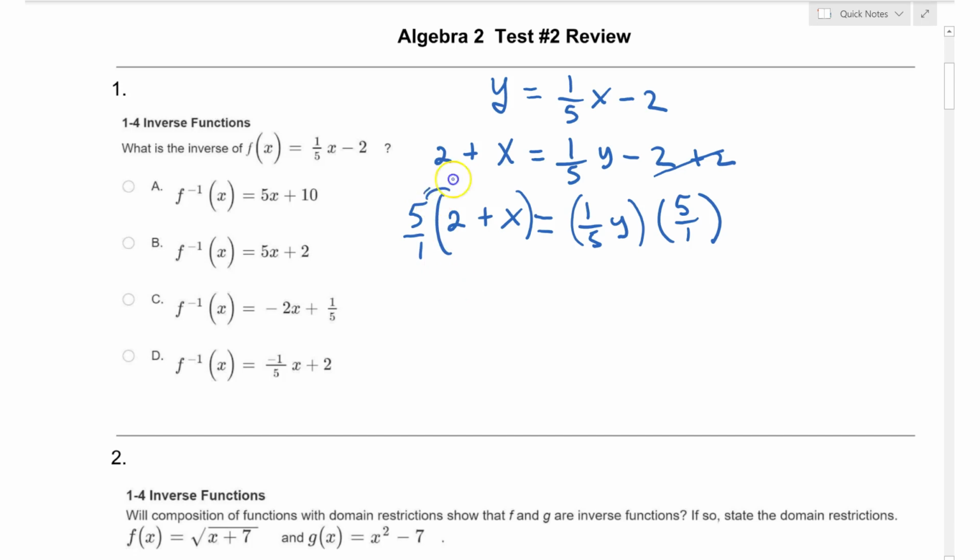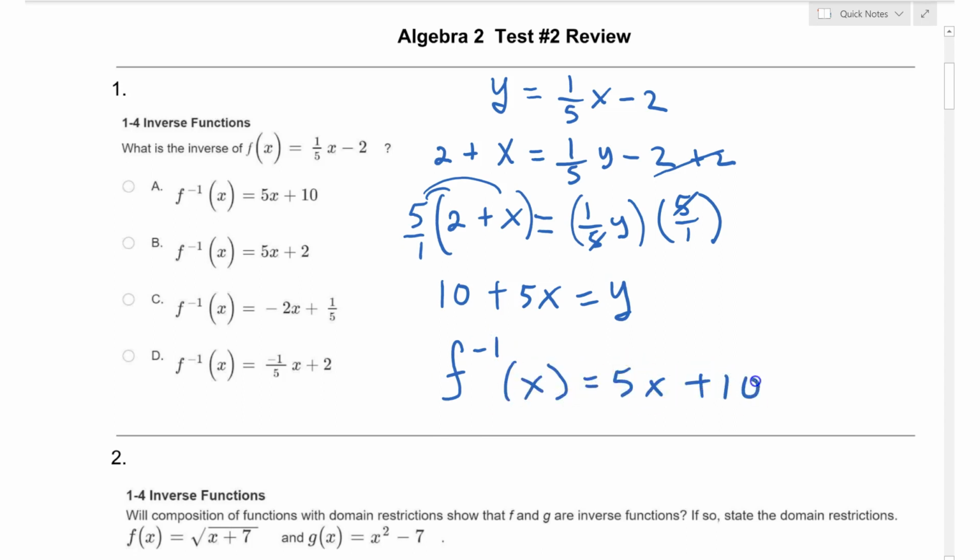And when you apply the distributive property, you have 5x plus 10. 5 divided by 5 is 1, and 1 times 1 is 1, so you have y equals 5x plus 10. And the way they want it is the inverse of f, so f inverse of x equals 5x plus 10.